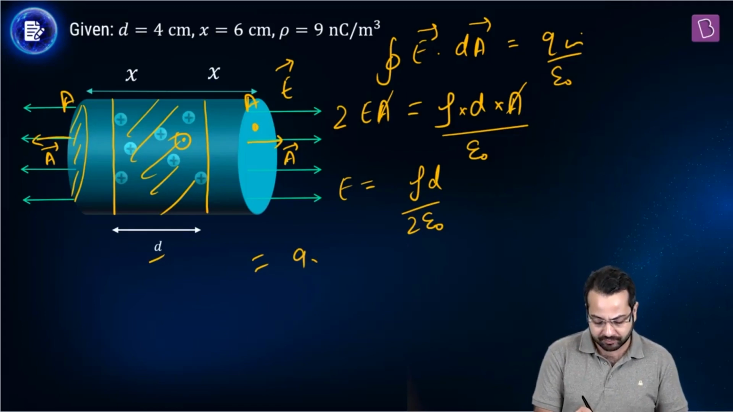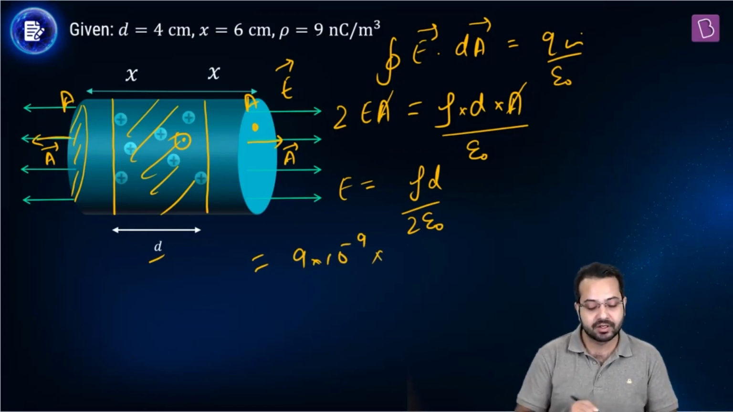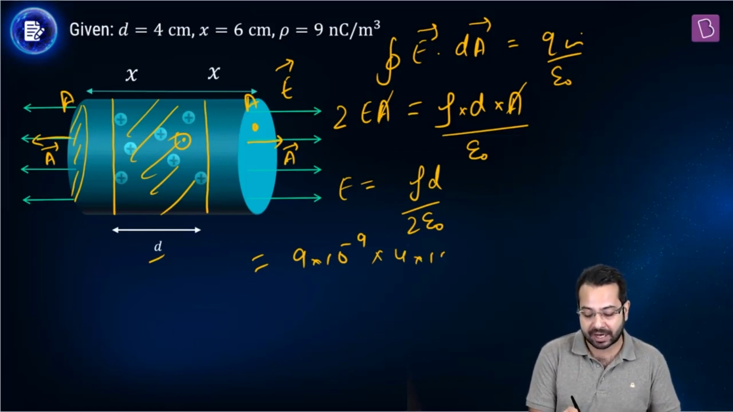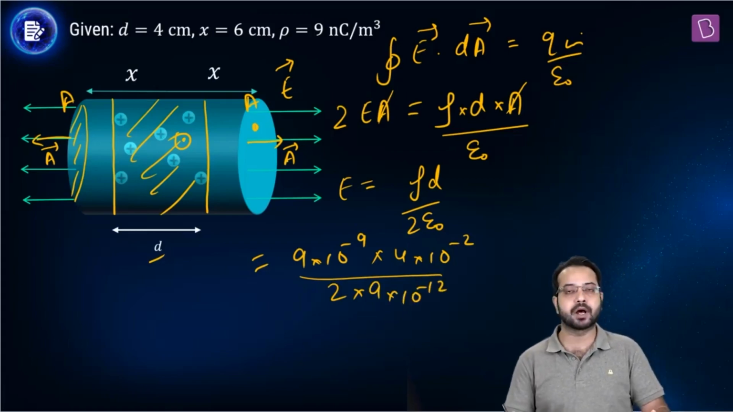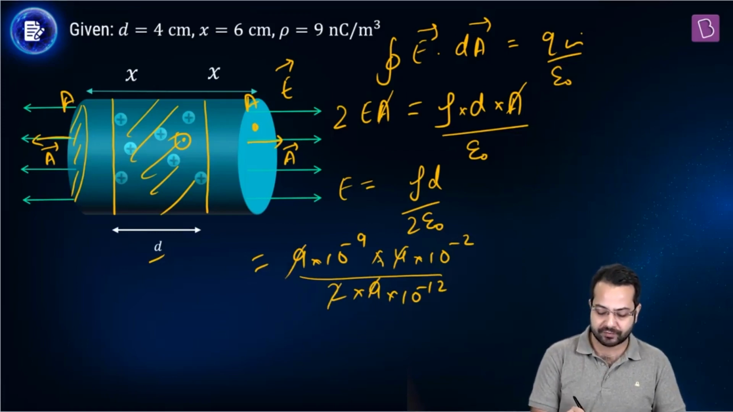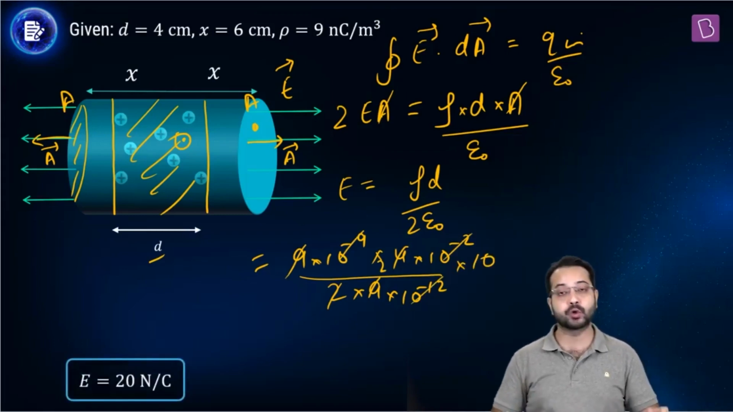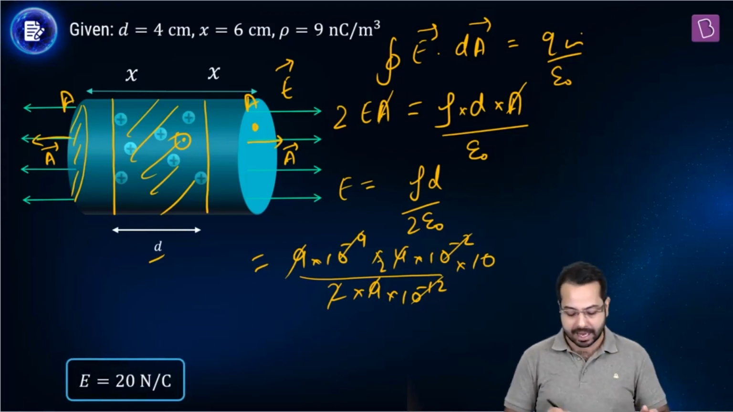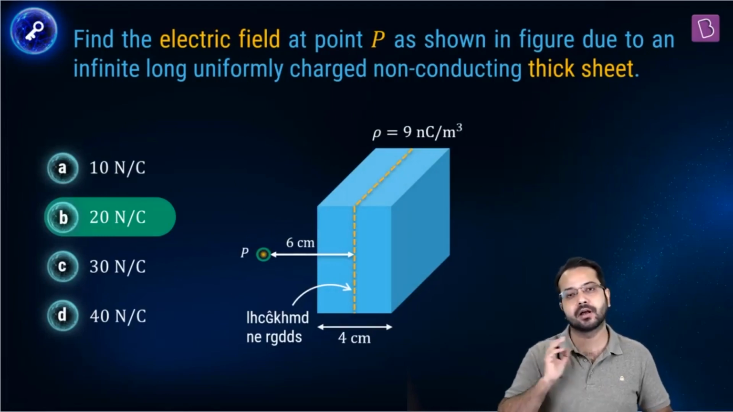Not a big deal at all. So rho is going to become 9 into 10 to the power minus 9 coulomb per meter cube. D is 4 centimeter, so I will have to convert that to meter. Divided by 2 into epsilon naught, which is approximately 9 into 10 to the power minus 12 SI units. 9 and 9 gone. 2 and 4, 2 remains. And this is minus 11, minus 12, so I have 10 upstairs. So my final answer is going to be 20 Newton per coulomb. And let's have a look at the options. So option B is going to be the correct option.